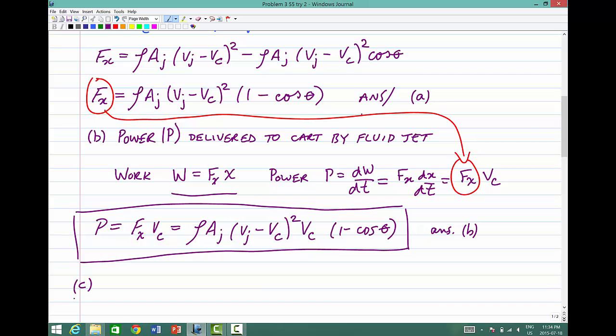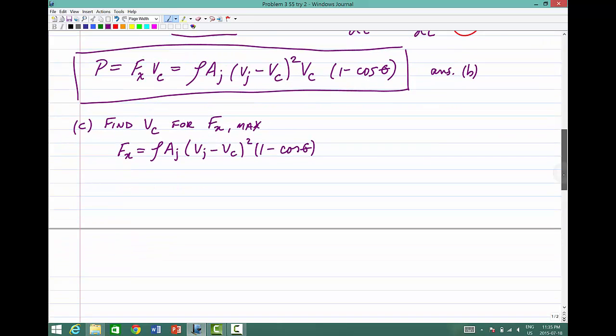Okay, part C. So what is part C? Part C is to find Vc, the cart velocity that corresponds to the maximum force Fx. So find Vc for Fx max, I'll call it. Again, I need a little more space, so I'm going to scroll. We have Fx up here, so let me see if I can write it down before I scroll.